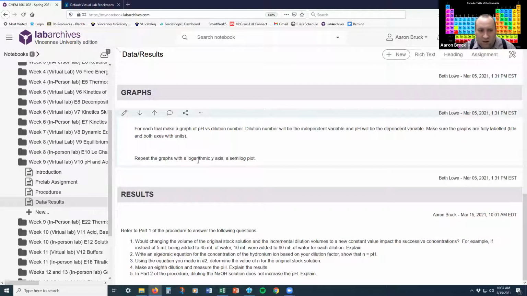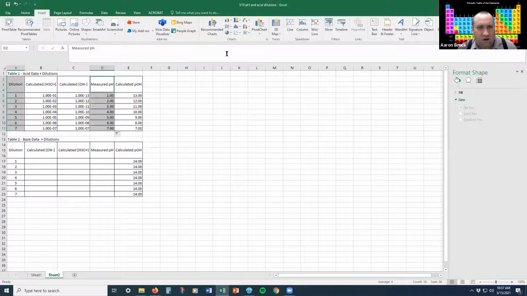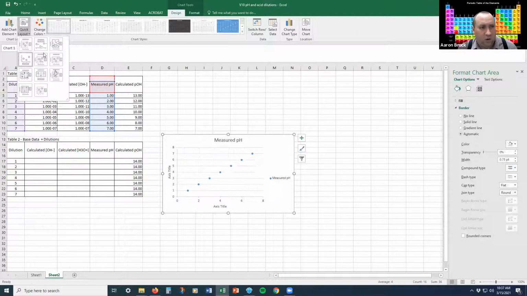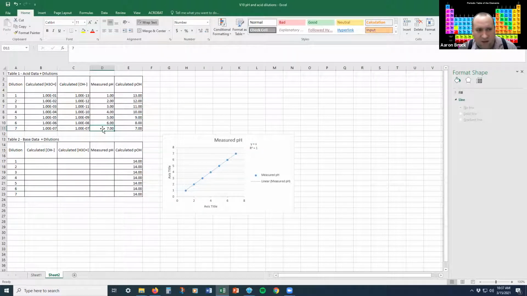The graphs here, you need to make a total of 2 graphs for each trial. The first graph is just going to be a combination of dilution versus pH. So you're going to make your standard scatter plot. You're going to do your normal kinds of manipulations to it. Understand this graph is not correct because these measured values of pH are not going to be this precise. But you should get something pretty close to this.